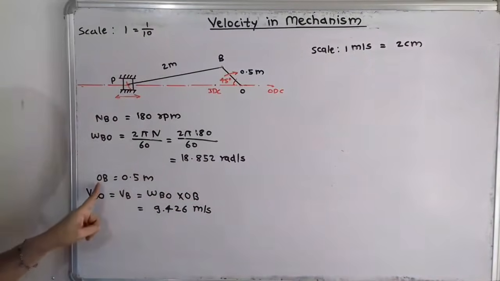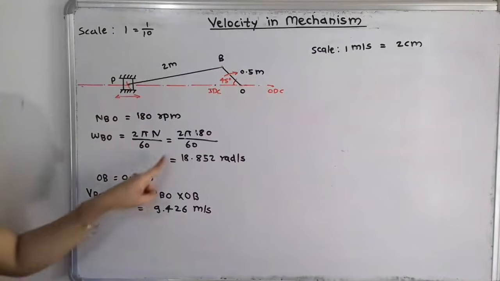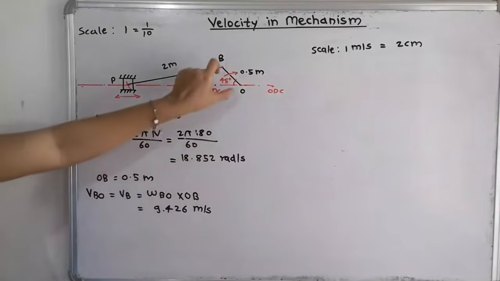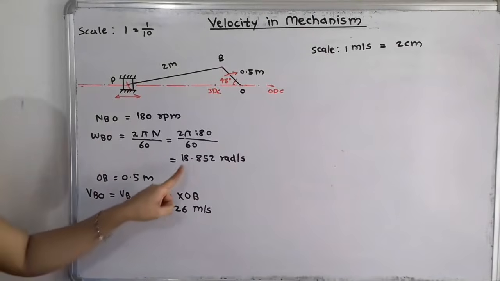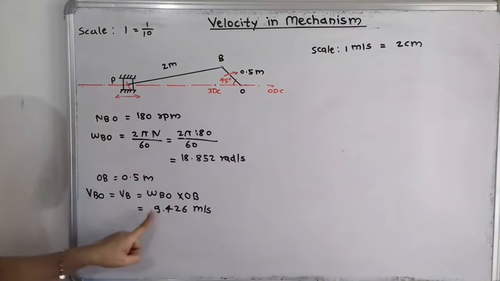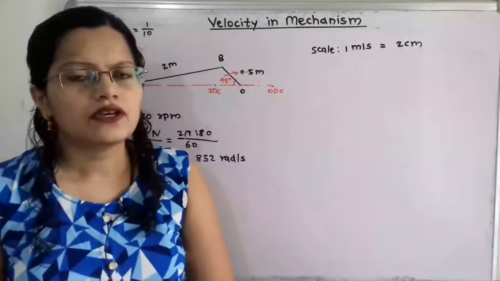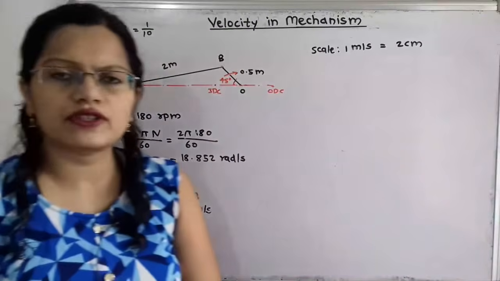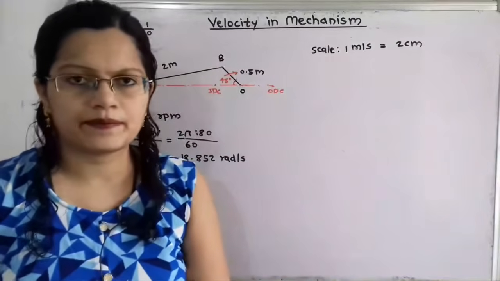Now OB is 0.5 meter, so the linear velocity, what is the relation? V_BO, which is equal to V_B, is equal to r into omega. So r is this length OB multiplied by omega_BO, that is omega_BO into OB, which is equal to 9.426 meter per second. Now we have to select some suitable scale for this velocity and draw the velocity diagram.